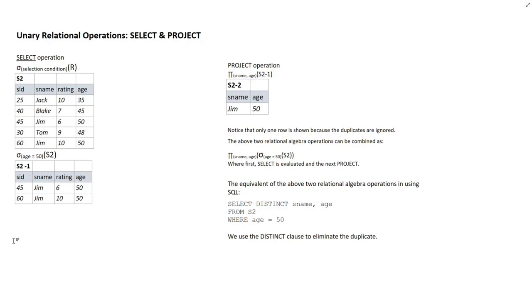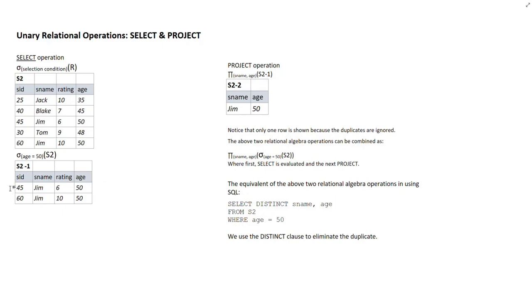So when we talk about relational algebra, as far as operands, operands are relations, and they are going to be used as input, but also the output would be another relation. Project operation, we use this pi symbol. In projection, we select the attributes that we want to show. So here we have, say, show the attributes sname and age from the S2-1 relation, which is right here.